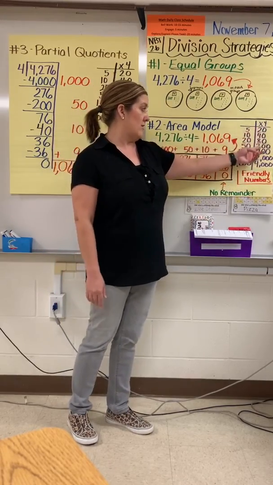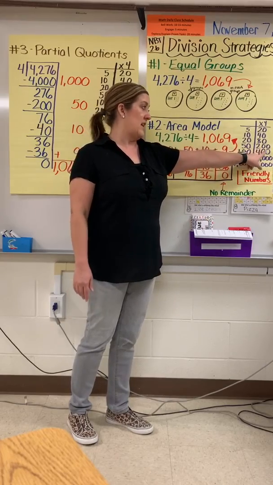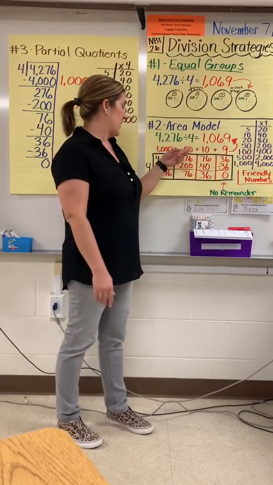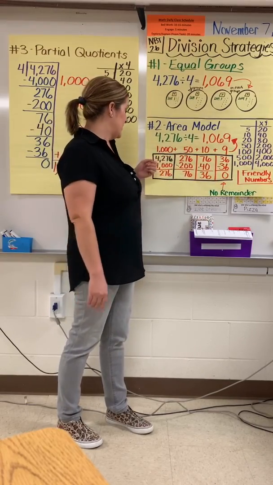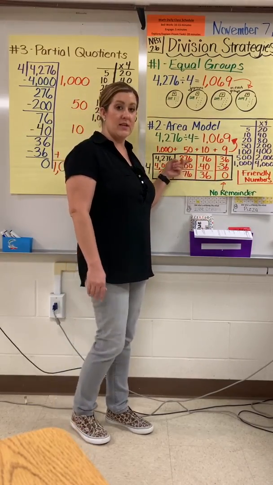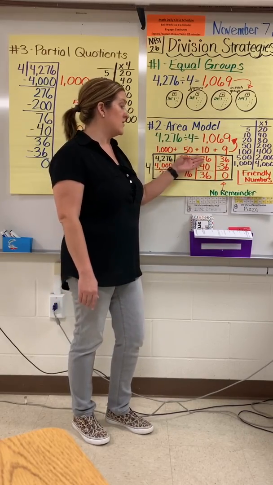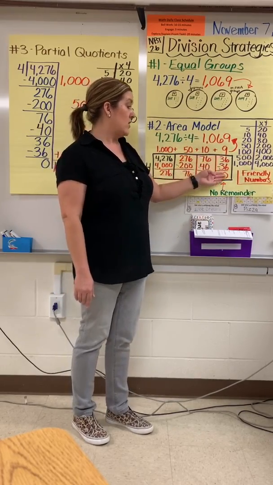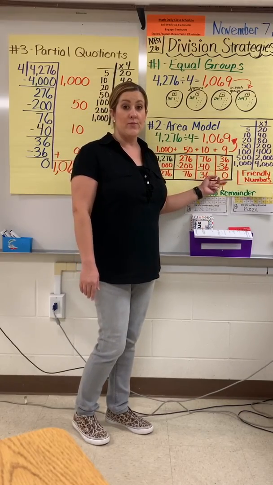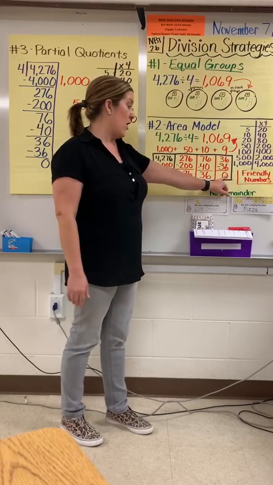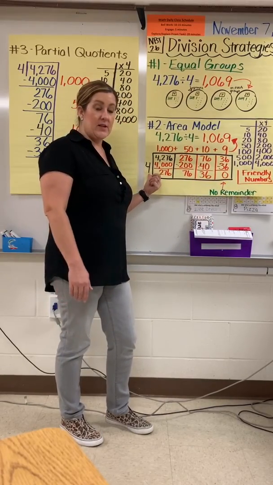So they move it to a new box, 276. We look at our chart. As close as I can get is 50 times 4 being 200. So they put 50 on top, times 4. Here's the 200. 76 are left. Okay, so they continue this process until they either get to 0 or until there's a remainder, a number that is smaller than their divisor.